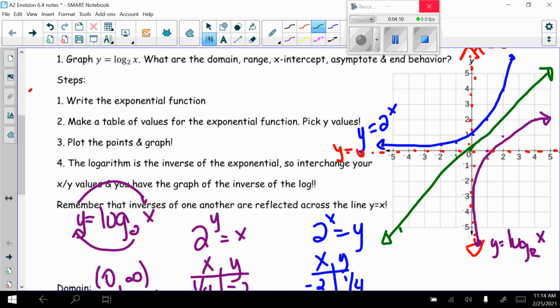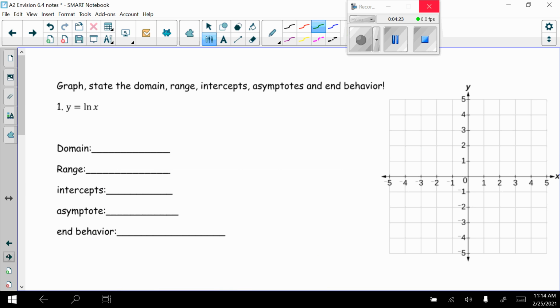And we can see that if we were to take and flip the one in purple, the logarithm, over that line, it in fact would lay on top of the blue one, the exponential. All right, so now we're just going to graph all of the logarithms without transformations.